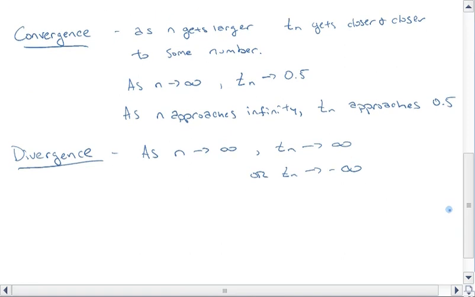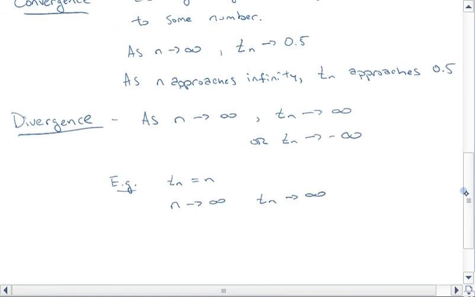So what might be an example of a divergent series? Let's look at, for instance, that really simple example that we looked at in the last video, right? Tn is equal to n. So if Tn is equal to n, as n gets bigger and bigger and bigger, obviously Tn is always going to be equal to n. So as n approaches infinity, Tn also approaches infinity. It gets bigger and bigger and exactly at the same rate. Okay, so that's convergence and divergence of a sequence.